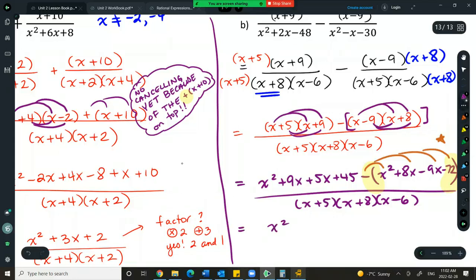Okay, so I'm just going to add the 5 and the 9 together. That will be 14. And then we're going to have negative x squared minus 8x plus 9x plus 72.